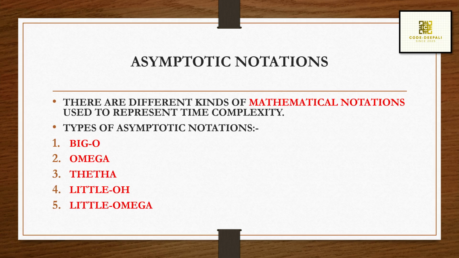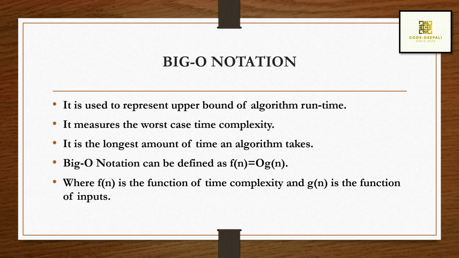The next topic is asymptotic notations. These are mathematical notations used to represent time complexity, and they are called asymptotic notations. The types of asymptotic notations are big O, omega, theta, and little omega. What is big O notation? It is used to represent the upper bound of an algorithm's runtime. It measures the worst case time complexity. It is the longest amount of time an algorithm takes.